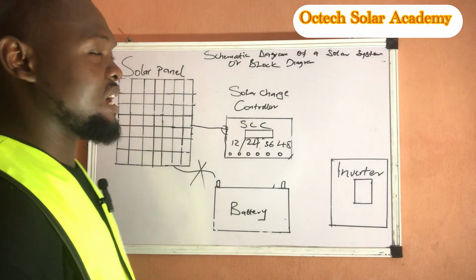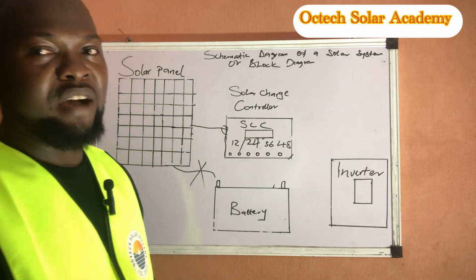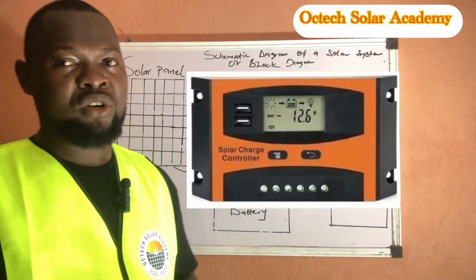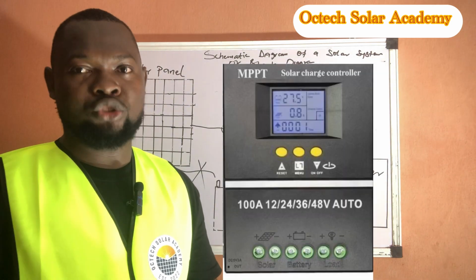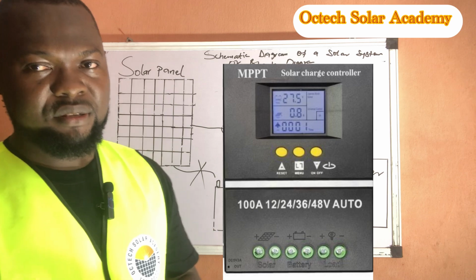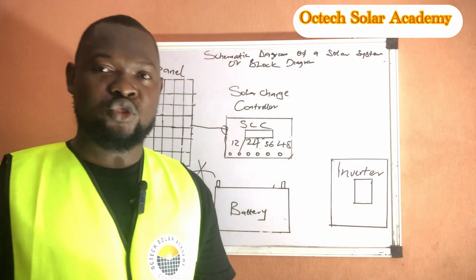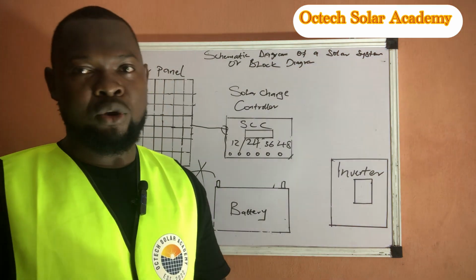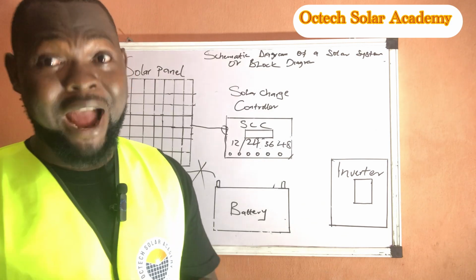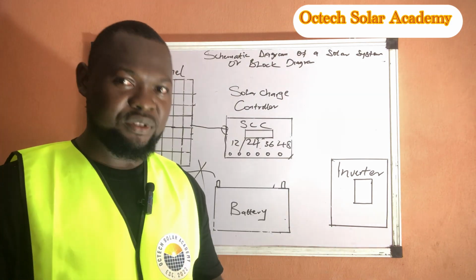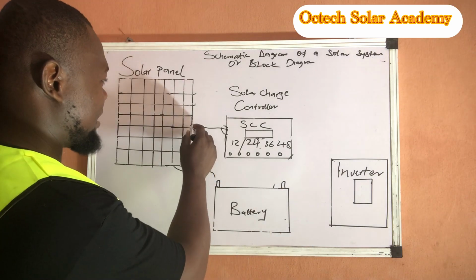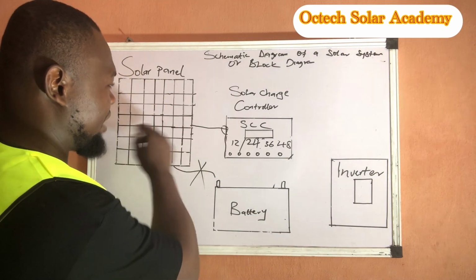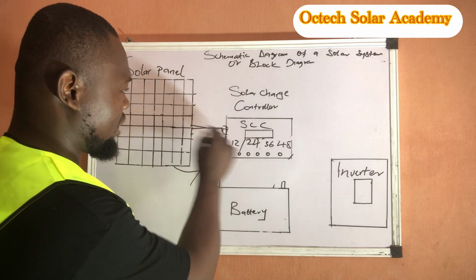Now we have two different types of charge controller. We have pulse width modulation, which is PWM. We have MPPT, which is maximum power point tracking. The MPPT is said to perform better than PWM. I'm going to tell you why in this training. So now, moving on, we have our solar panel connected to our charge controller.